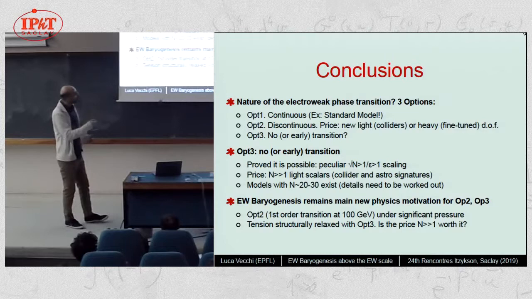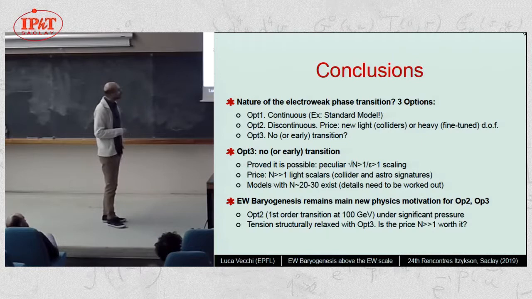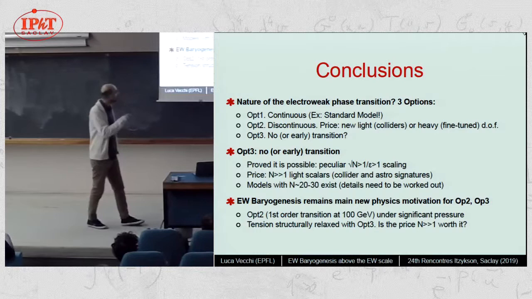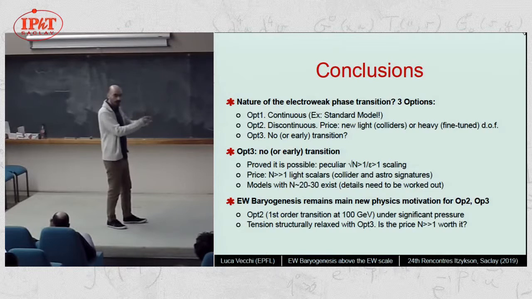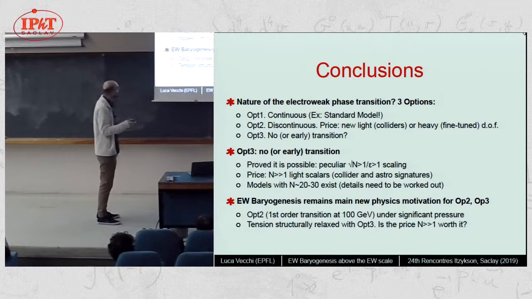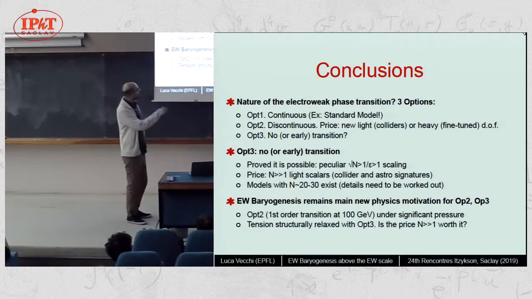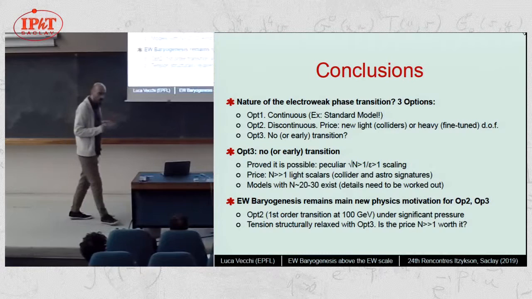Option three, this weird option, it's possible. We can realize that. There's a peculiar limit where my calculations are perfectly reliable, and we can prove that this is the case. Actually, we have to do this carefully because there were claims in the literature, people using lattice and stuff like that, claiming that this is not possible. But we have an analytical method to show that this is possible, analytical and reliable. The price to pay here is to have many light scalars, okay? And we have collider and astrophysical constraints. Again, yes, models with moderate N are possible, but the details have to be worked out. We emphasize a few ways to have that.